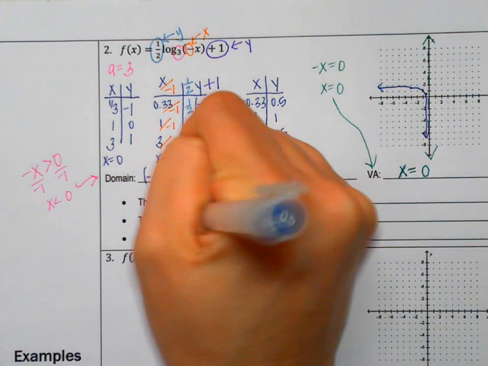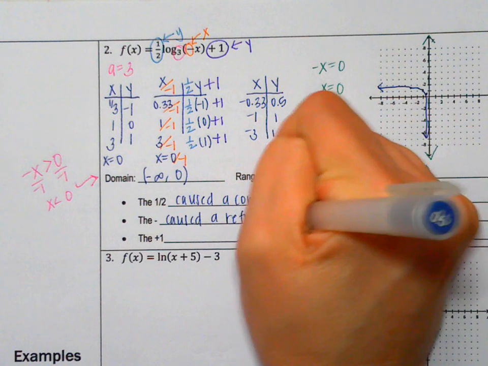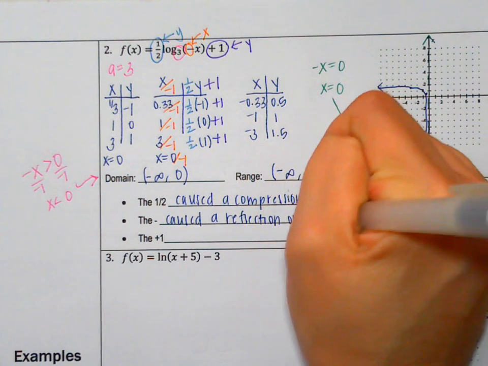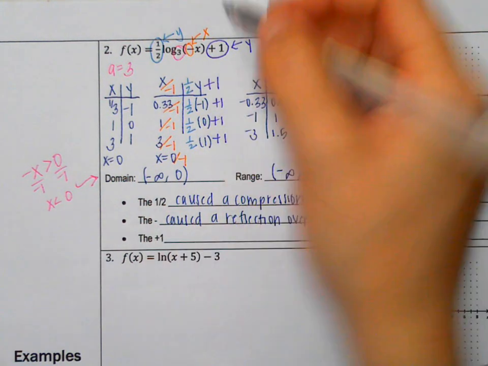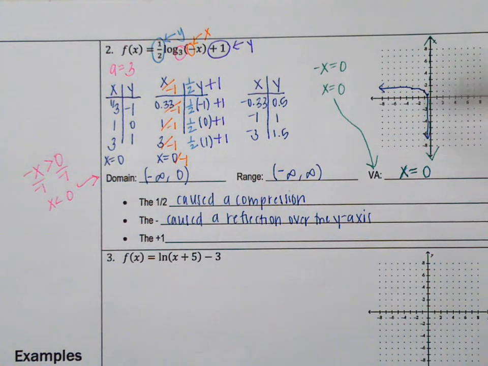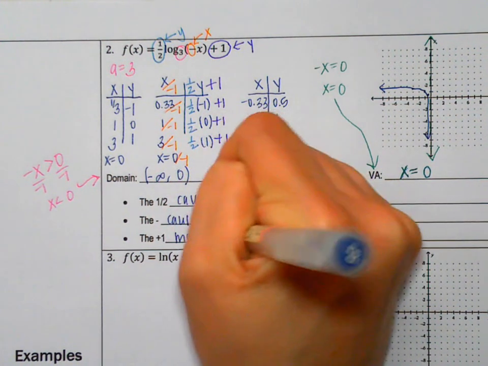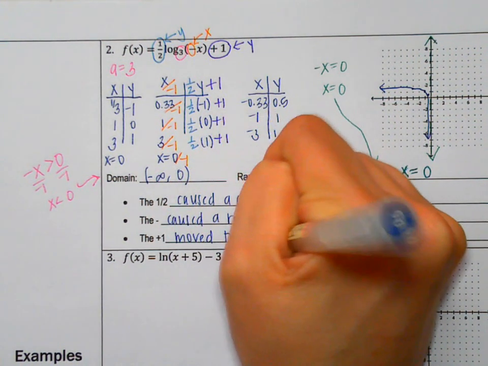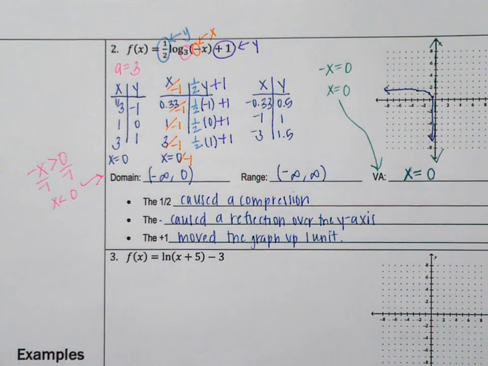So caused reflection over the y-axis. And then the +1 was a change to the y values. That moves it up or down. So the +1 moved the graph up 1 unit. And that does it for 2.